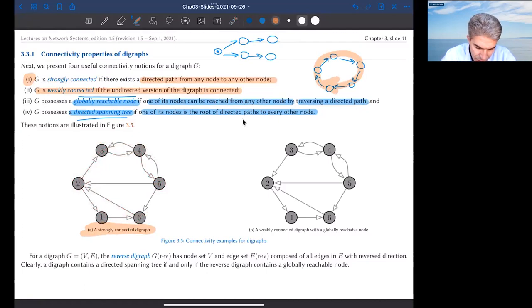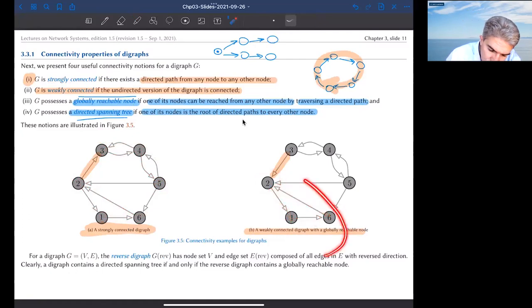Now, here in this example B, what have I done? I have changed the direction of this edge and no other changes. I've only changed the direction of that edge between 2 and 3. So now it's not strongly connected anymore. There is a problem. What is the problem? If you're at 2, you can only go to 1. If you're at 1, you go to 6, and from 6, you go back to 2.